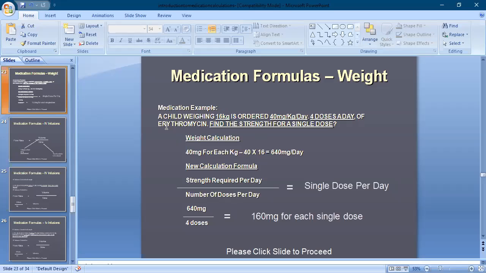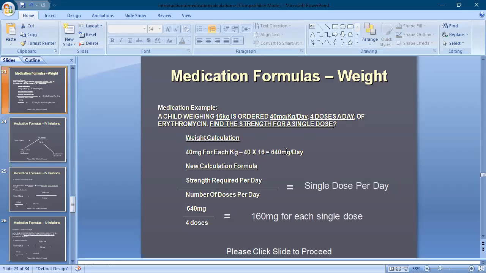This is erythromycin. Find the strength for a single dose. A single dose means one of the 4 doses per day. So the total dose divided by 4 gives the per dose amount. First of all, a 16 kg body weight needs how much? 40 multiplied by 16 is 640 milligrams per day.